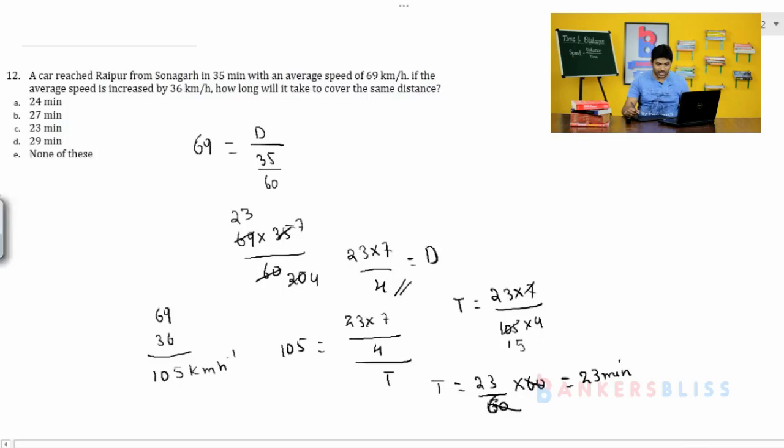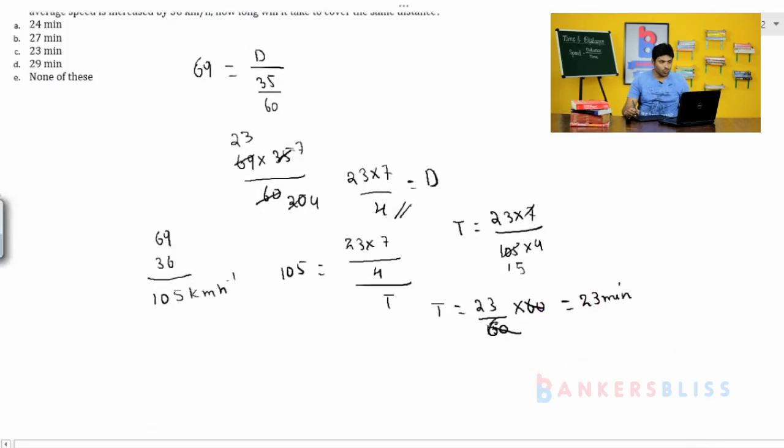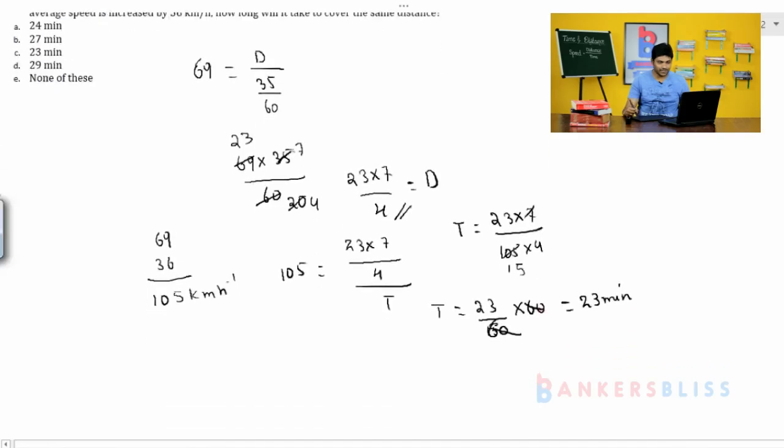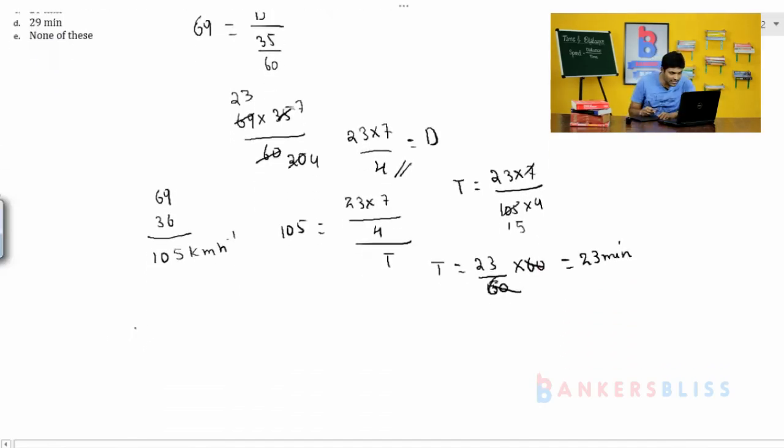See here, let me tell you the technique. What was the initial speed? 69. The initial speed is 69. How much are they adding? For that 69, they are adding 36, which is equal to 105. So, 69 is becoming 105, means what is the ratio? 105 by 69.